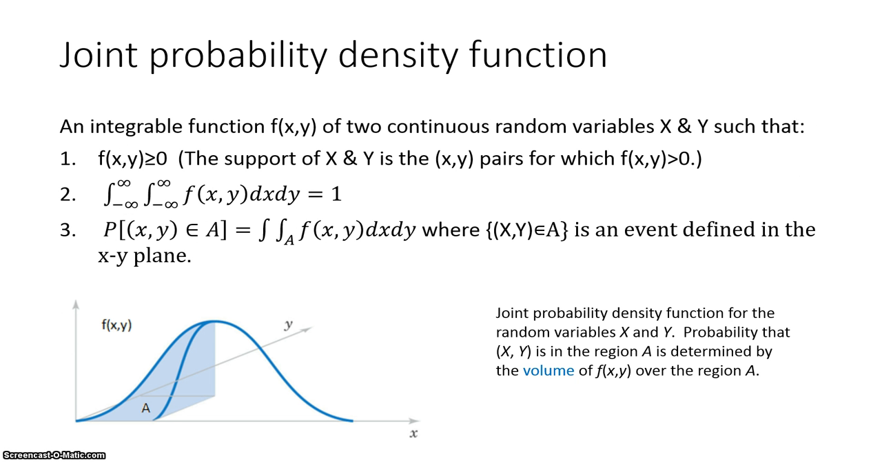So our joint probability density function is shown here as this surface. And if we want to find the probability that X, Y is in region A, it's going to be determined by the volume over the region A, but under this f of x, y surface. So similar to how we were finding areas under the curve to represent probabilities in the univariate continuous case, we are finding volumes under a surface when we are working with a bivariate distribution.